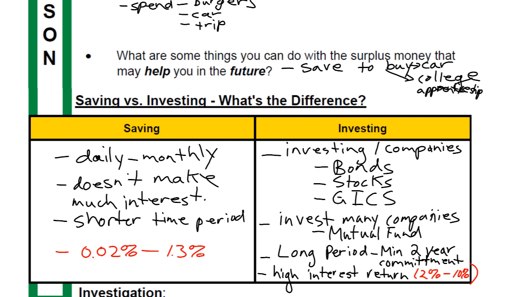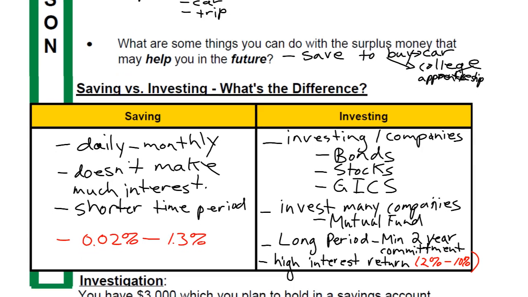Now, when we talk about savings in a regular bank, a bank literally just gives you a little bit of money for the amount of money that you put in. So they're usually giving you anywhere from 0.02% to 1.3% interest, which isn't a lot of money, okay?